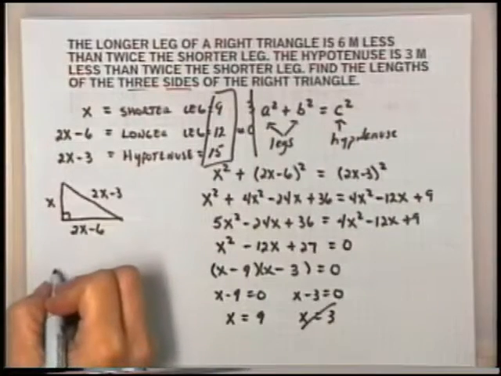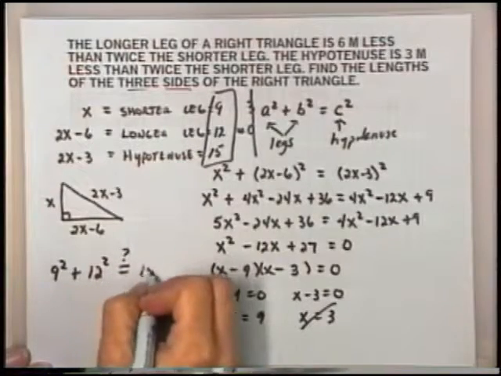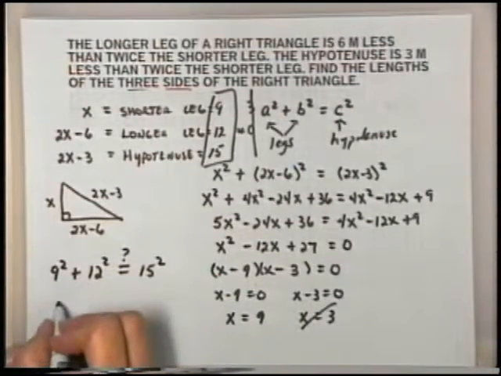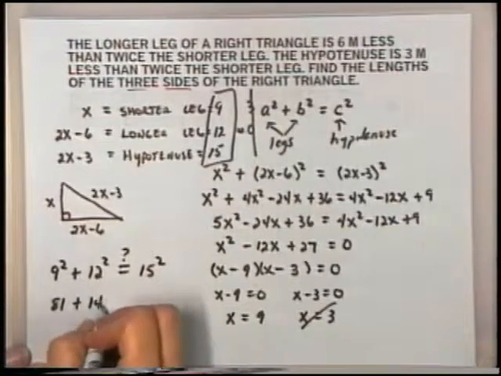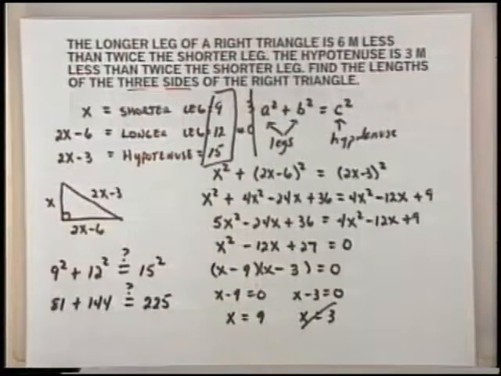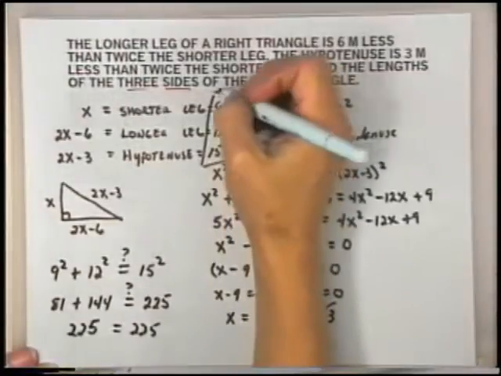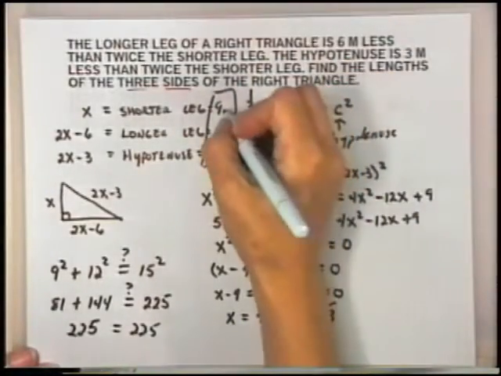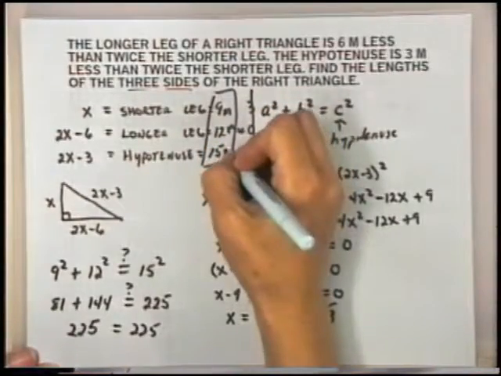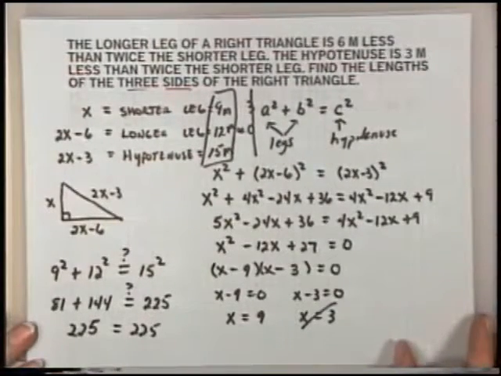and the hypotenuse. Let's check to see if it does fit the Pythagorean theorem. Is 9 squared plus 12 squared equal 15 squared? 9 squared is 81, 12 squared is 144, 15 squared is 225. If I add 81 to 144, I do get 225. So these numbers are correct. Our measurement was in meters. So 9 meters, 12 meters, and 15 meters would be the lengths of the three sides of this right triangle.